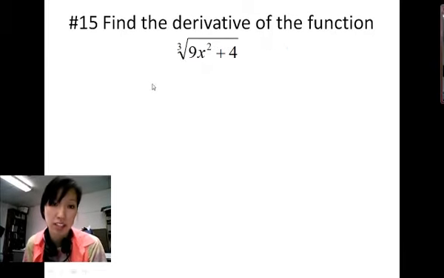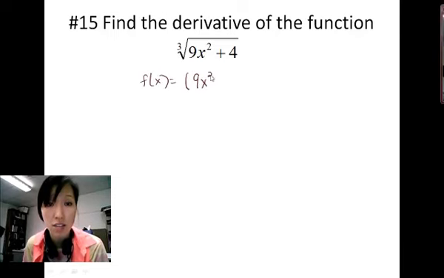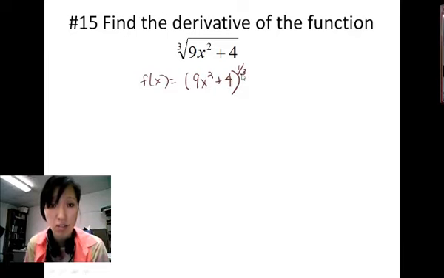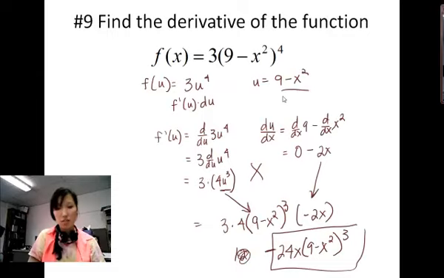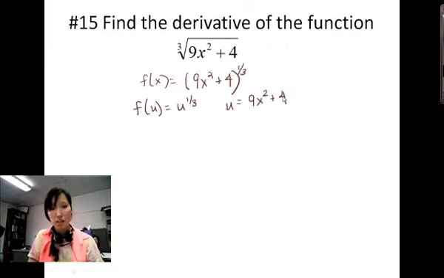Alright, I'm going to go ahead and get you started on this one. This is f of x is equal to, and I'm going to rewrite this, 9x to the 2nd plus 4 to the, and remember roots can be rewritten as rational exponents, so I'm going to write it like that. And again, I'm going to say f of u would then just be u to the 1/3. Then u is equal to that inner function, 9x squared plus 4. Alright, so go ahead and use the same idea that we used for number 9 for this.